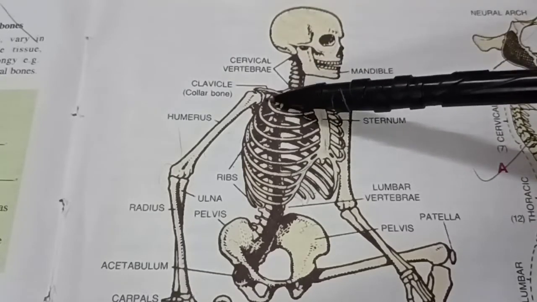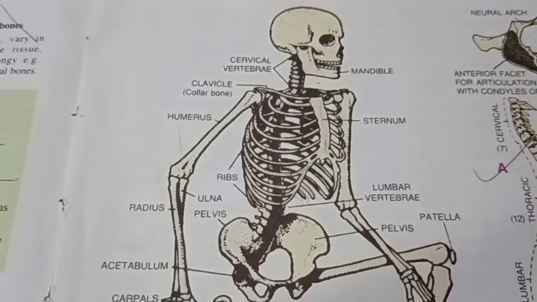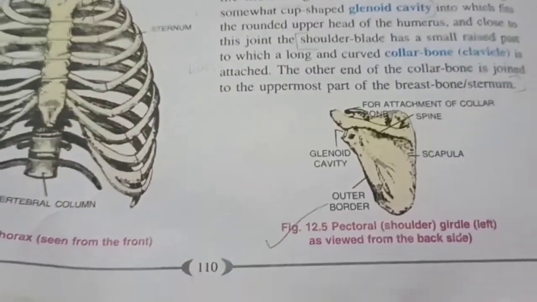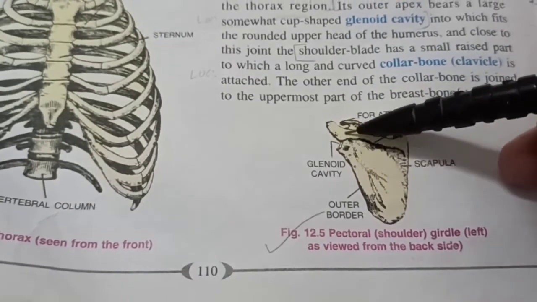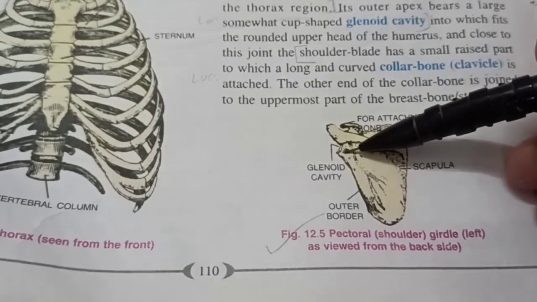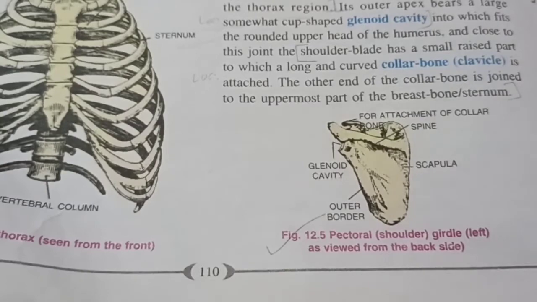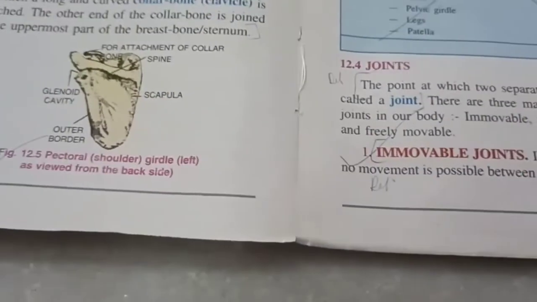This scapula, the shoulder blade, which is at the back, looks like this. And it has a cup-shaped cavity called the glenoid cavity. So it provides for a ball and socket joint, something like this.